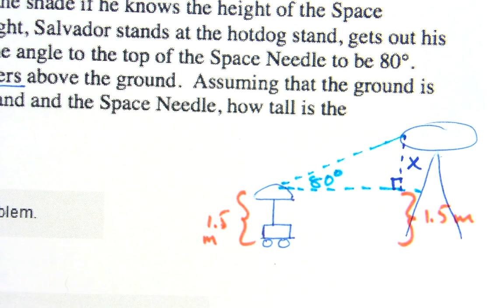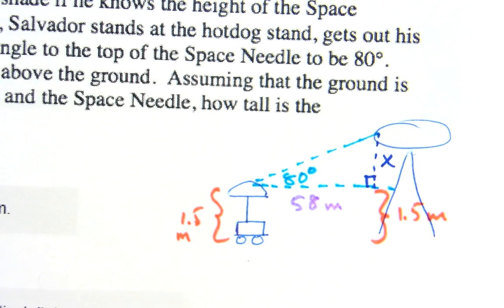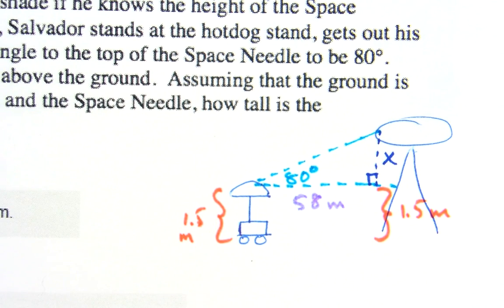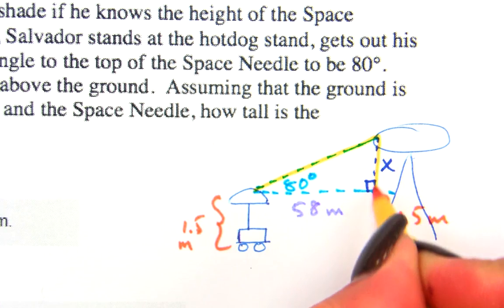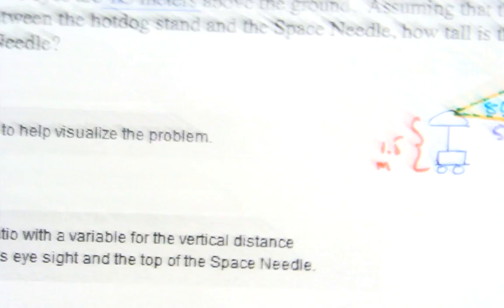So if he stands 58 meters away, your triangle is somewhere over here. There it is. All right, so you're going to find change in y over change in x. Please look at your learning log, look through your notes to find out what the variable x is, and then don't forget to add it to the 1.5 meters. And please make sure your answer actually has meters on it, because how tall is the Space Needle? That's a unit of measurement. Okay, all right, so those are your hints.